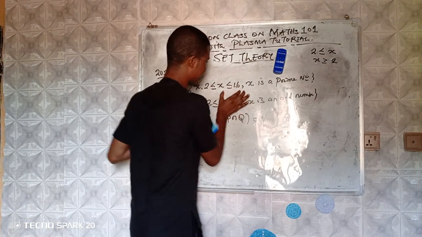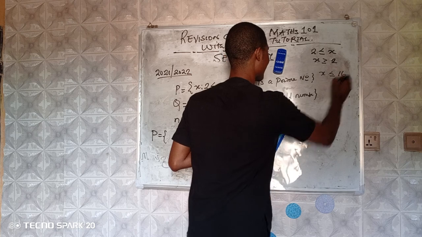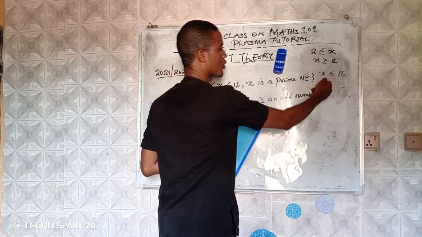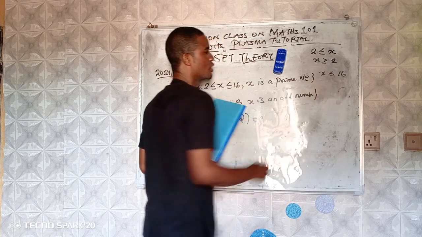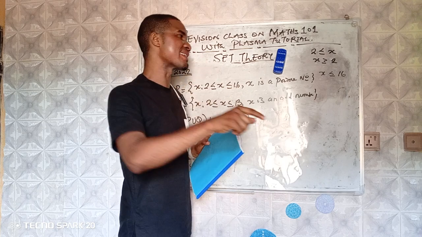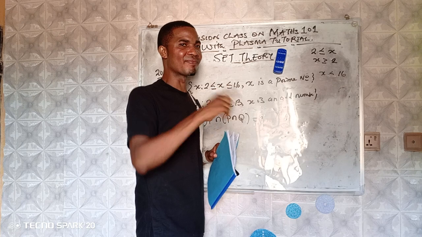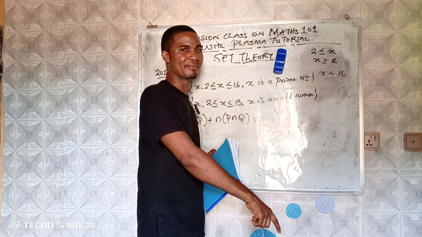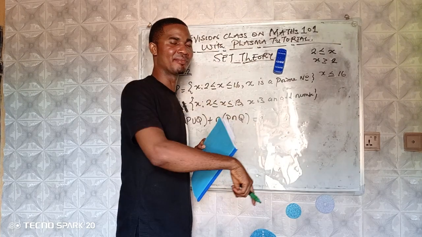Now let's see this one. This one is X less or equals to 16. You see that in this case now, I don't need to turn because X came first. So X is less or equals to 16. So X is starting from 2 and it will end in 16. Assuming there was no equals sign, it means X is less than 16. That means 16 is not part of the game. But since they put the equals sign, then 16 is part of the game.